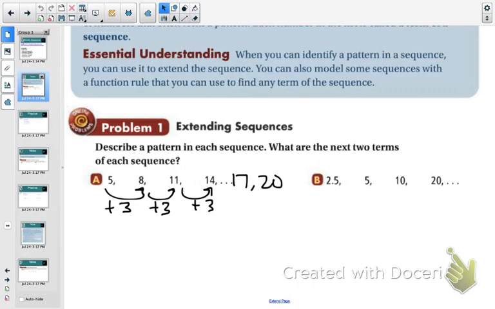Okay, this one goes 2.5, then 5, then 10, then 20. So it adds 2.5, adds 5, adds 10, and so on. So it's not adding the same thing each time, but it is doubling. So this one's multiplied by 2, times 2, times 2. So if we do 20 times 2, we'd get 40. 40 times 2 would be 80. Those are the next two terms. Okay, so that's an example of a sequence.